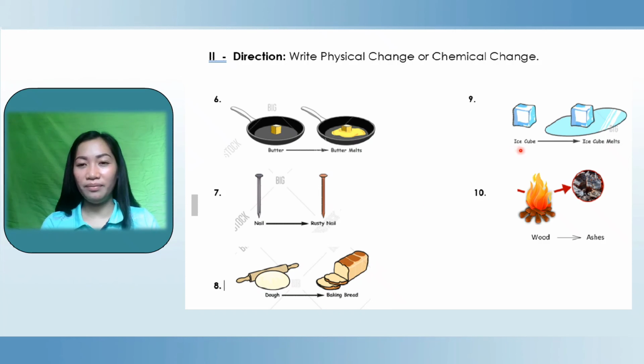How about this one? From ice cube into ice melt. Number 10, from wood into ash. From wood into ash. Physical change or chemical change?